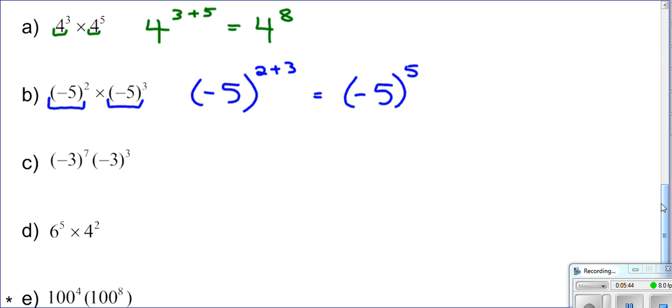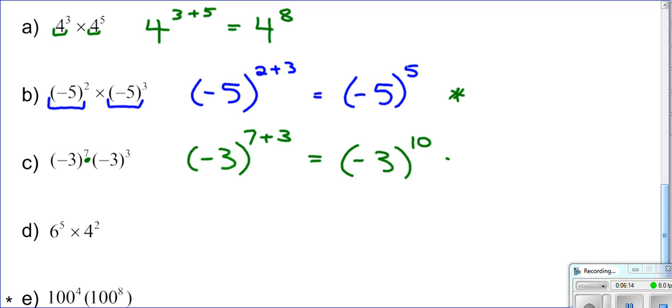Okay, third one. There's no multiplication sign in between them, but we remember that if we have two brackets stuck together or a number stuck together with a bracket, it does mean that they're being multiplied. And so we have the same bases being multiplied, negative 3 to the 7 times negative 3 cubed. And so we can add the exponents, and we get negative 3 to the power of 10.